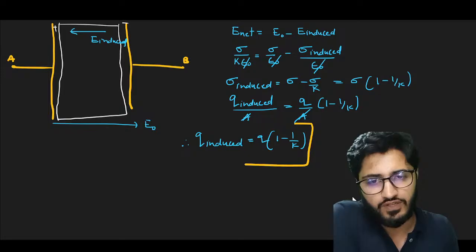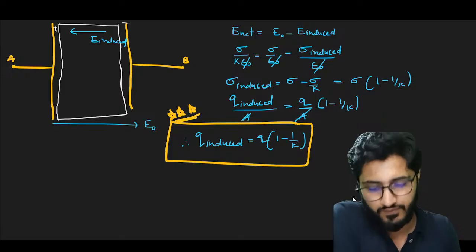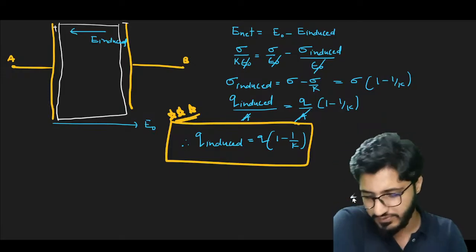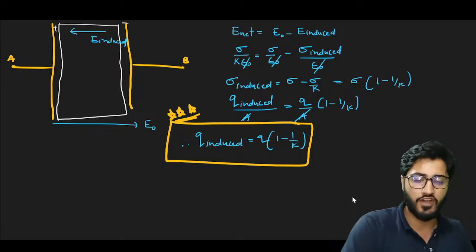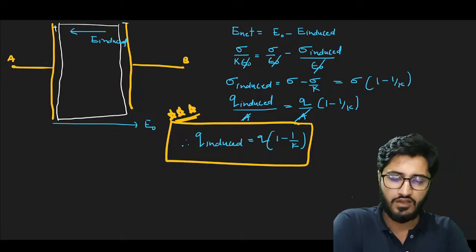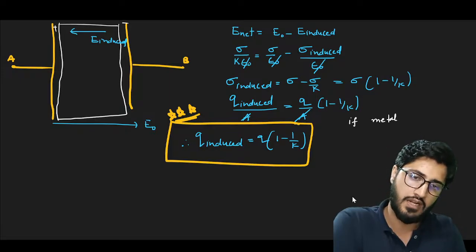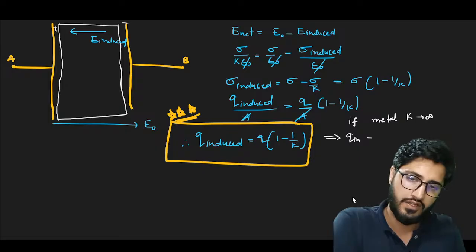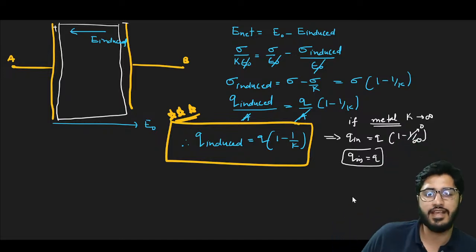I guess we did this equation before as well in our methods of charging topic. There we had discussed this formula, and now this is the proof of how we get it. If we are dealing with metal, for metal K tends to infinity. So I will write q induced equals q times (1 minus 1 by infinity). 1 by infinity is 0. So q induced equals q only, in case of metal only.